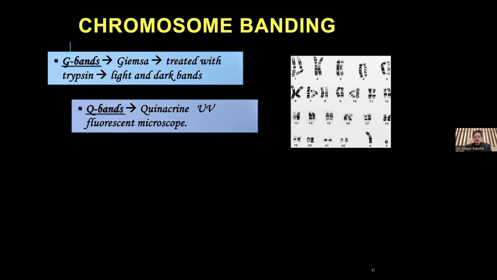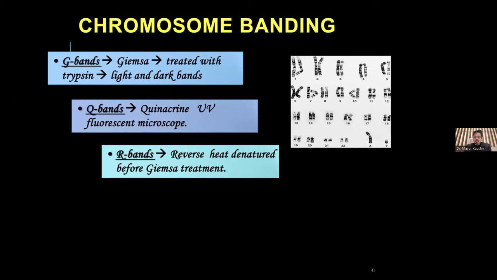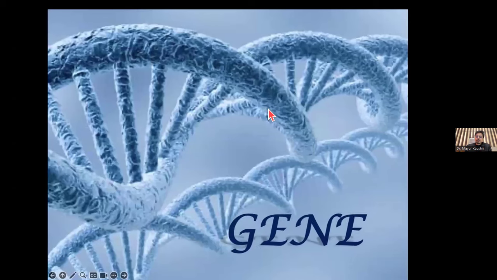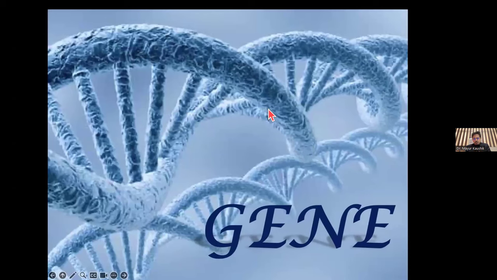Other than G-bands, we have Q bands, which use quinacrine, ultraviolet, fluorescent light microscope, and R bands and C bands also. But the most commonly used in research are G bands. So if these are chromosomes, what is a gene?